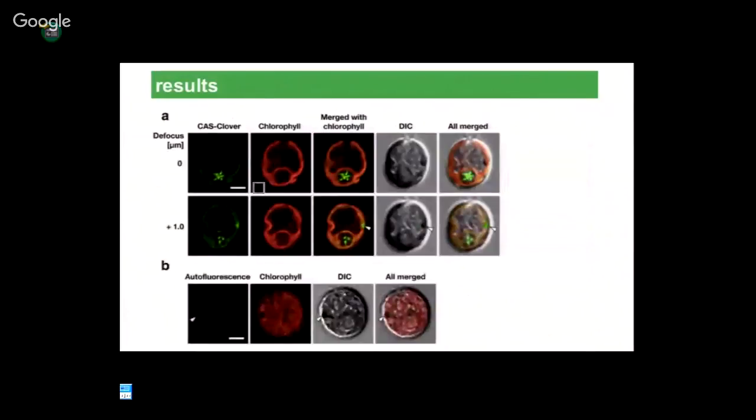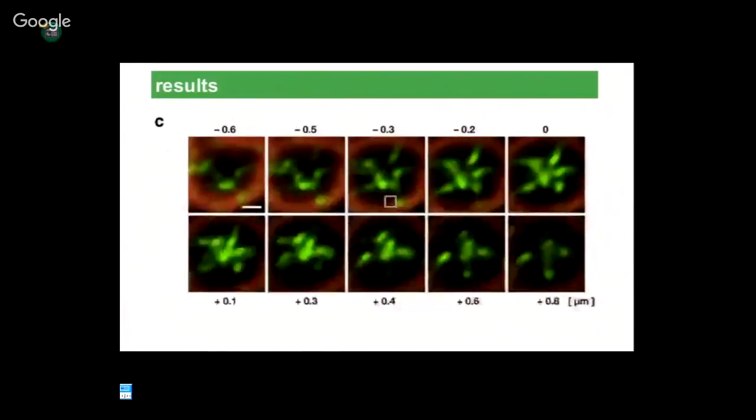Next, when the cells were shifted from high-CO2 to low-CO2 condition, the fluorescence signals were detected inside the pyramid as distinct fluid-like structures. When we shifted the focus along the Z-axis direction, the strong fluorescence spot was also observed in the lateral region of the chloroplast.